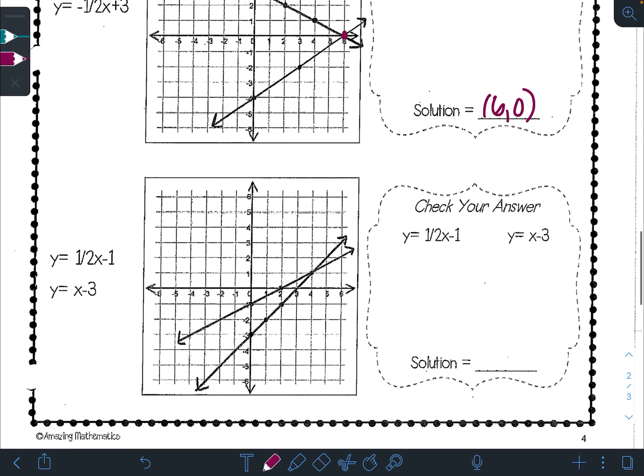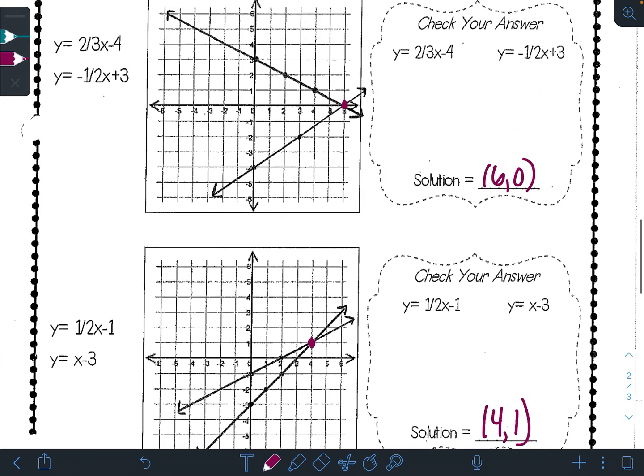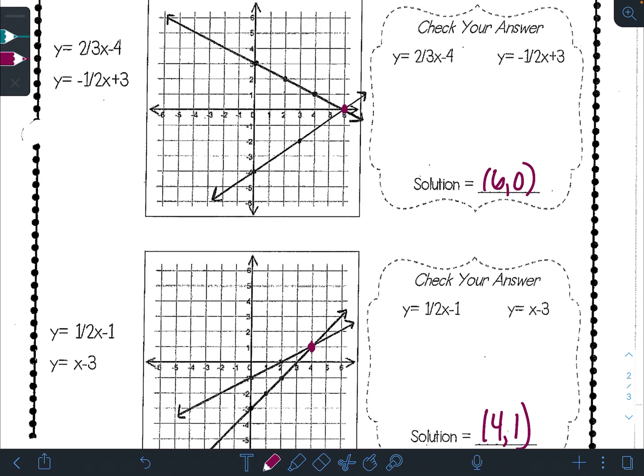The other one, your solution is at 4, 1. So the point where they cross is what my solution is. That satisfies both equations. If you use the ordered pair 4, 1 in each one of those two equations, it would work for both of them. So in reality, this is just a quick lesson for you to look at this, that you are just identifying where the 2 lines cross. Okay?